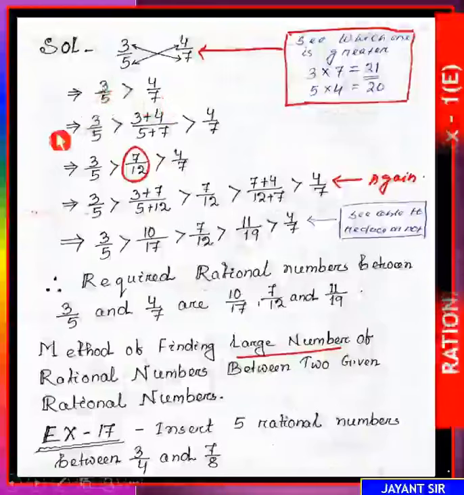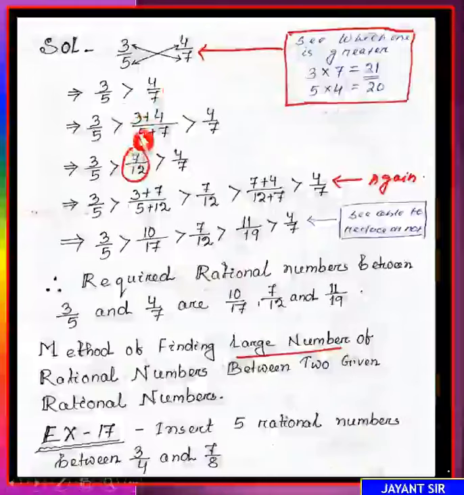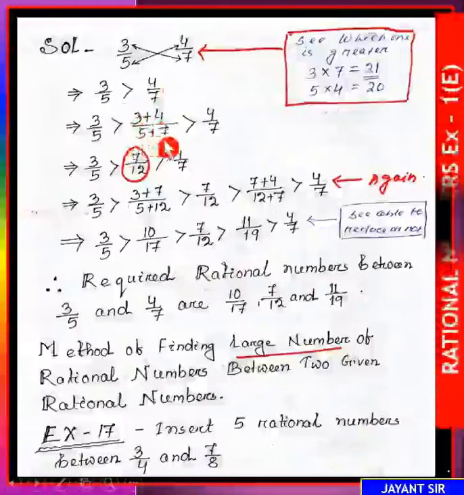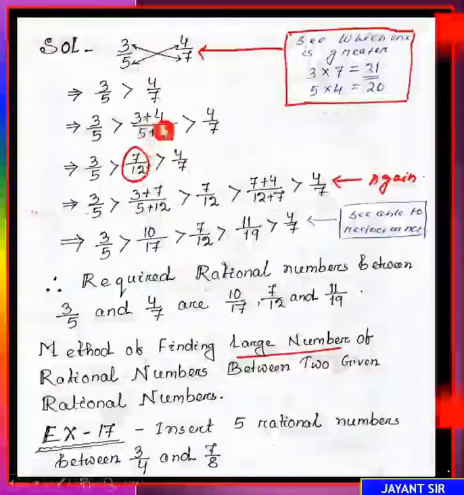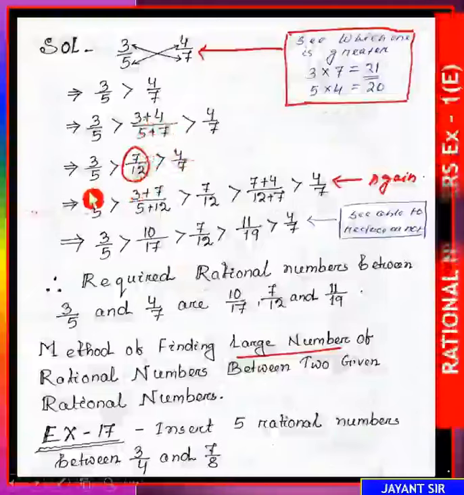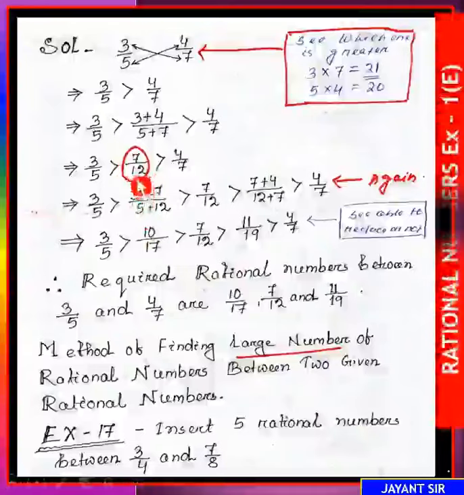So 3 by 5, then in between these two, this is 3 plus 4 divided by 5 plus 7. So I wrote here 3 plus 4 divided by 5 plus 7, greater than 4 by 7. Now come here, 3 by 5 greater than 3 plus 4 divided by 5 plus 7 equal to 7 by 12, greater than 4 by 7. Now in between 3 by 5 and 4 by 7, one rational number we got, that is 7 by 12.